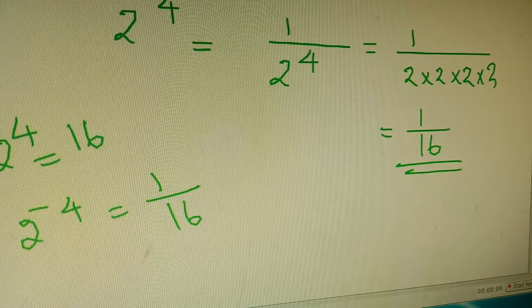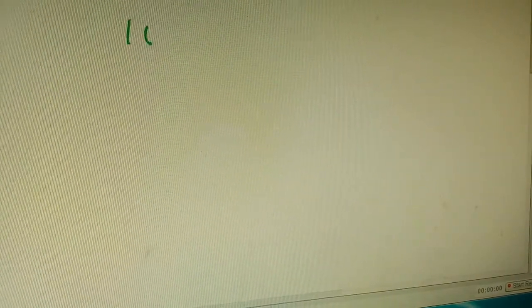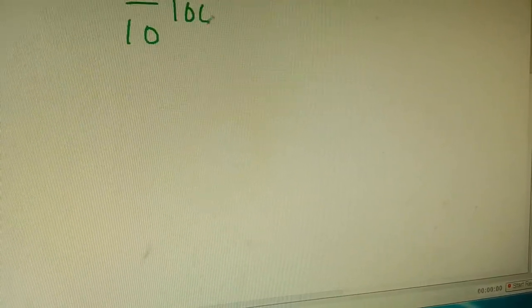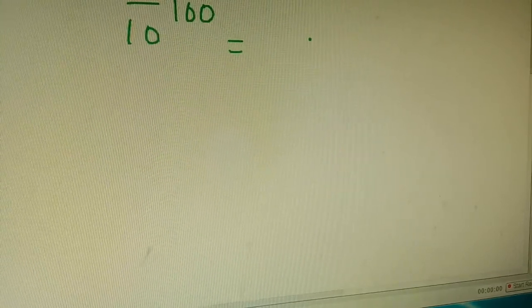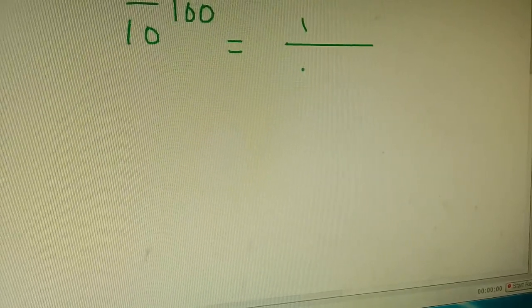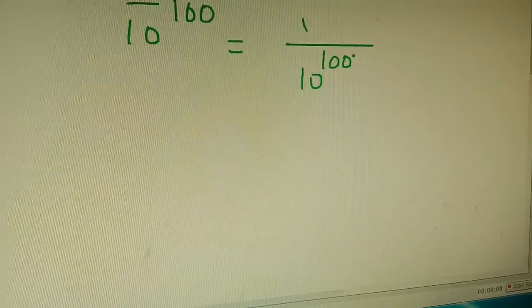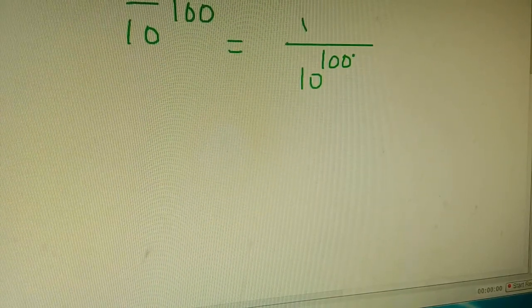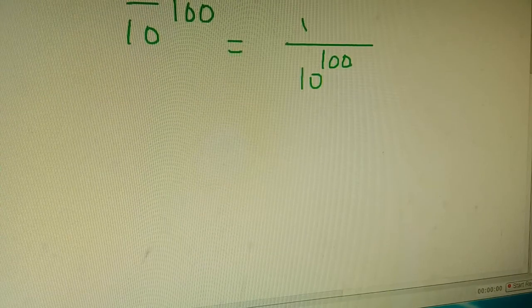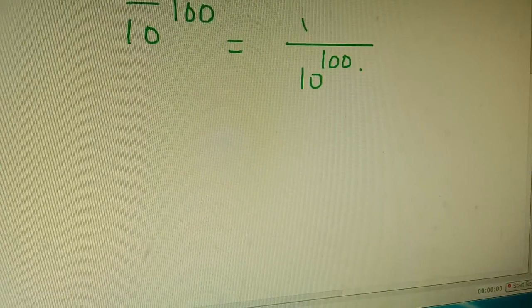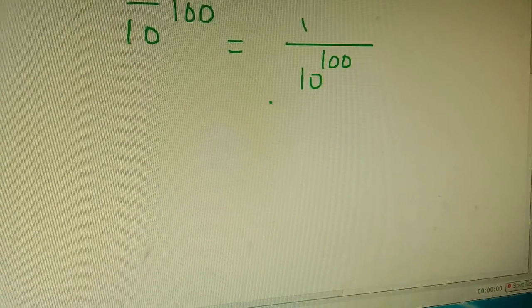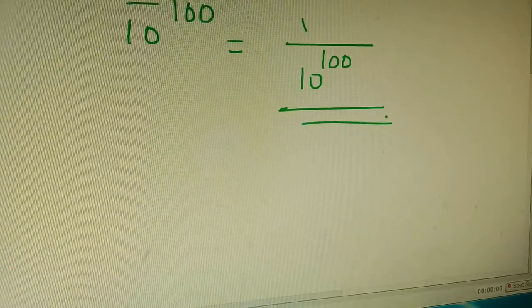Then to find 10 to the power of negative 100, how can we write? That is 1 by 10 to the power of 100. 10 to the power of 100 means 1 and 100 zeros. That is not easy to write, so we can write it as 1 by 10 to the power of 100 itself.